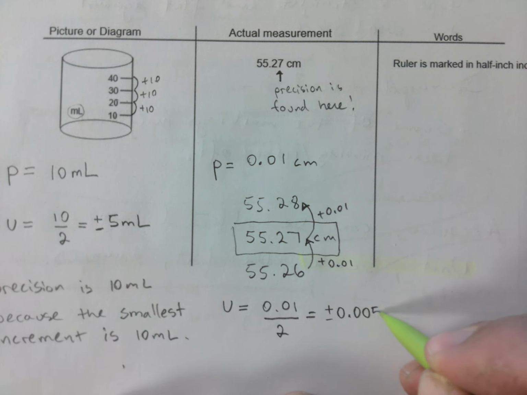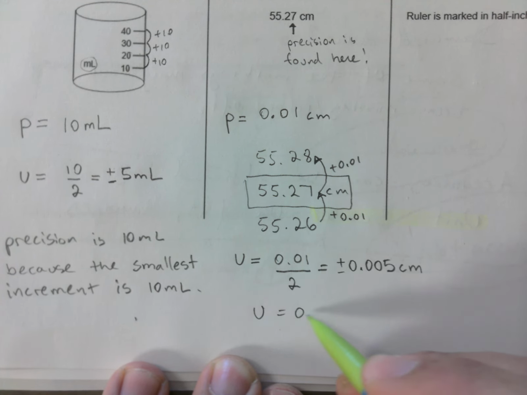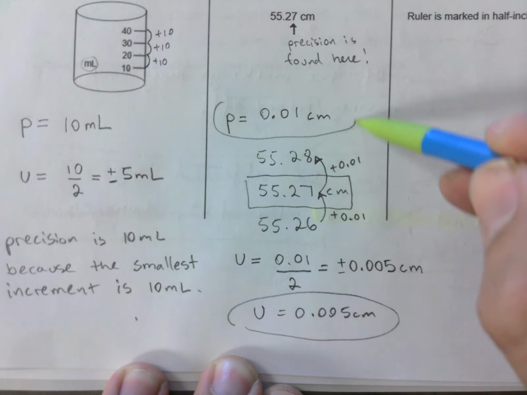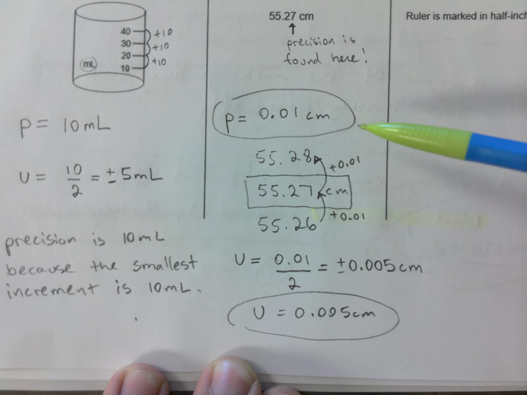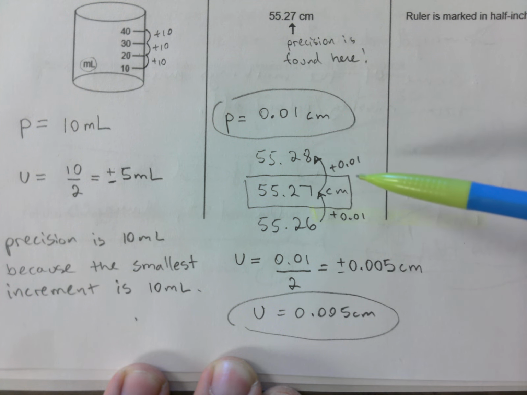0.005. Yes. Minus 5 minus 3 times 10. So the uncertainty is 0.005 centimeters. So there's your uncertainty. There's your precision. Please do not do this. I don't need this part here. This is just for you to figure out why the precision was 0.01.